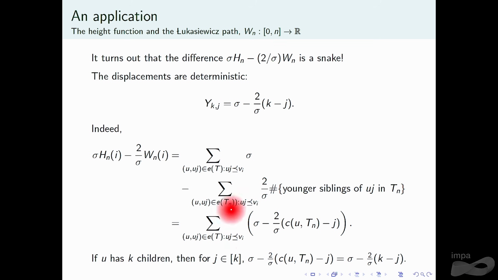And since I'm summing along this path, this is going to give me the label of that vertex, right? So basically, these are all my displacements in the tree, and then by summing along the path, I'll get the spatial position of that vertex. Is that clear? Okay.